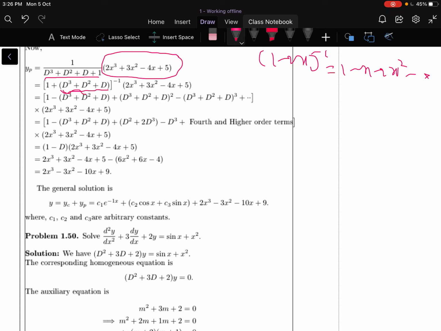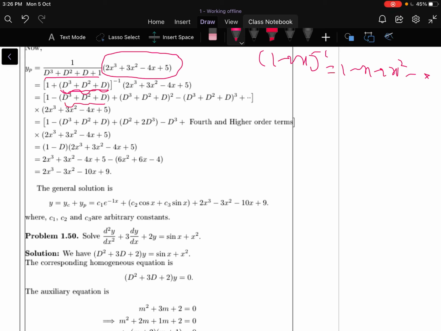Here x is equal to d cube plus d square plus d. So this is an infinite series. You have to expand this using the binomial expansion theorem, up to what? Third degree is enough, so later we can neglect it. Higher order derivatives of a third degree polynomial become 0. So no need to write all the terms here.